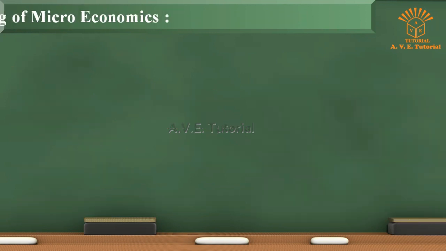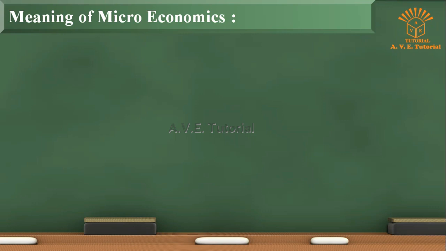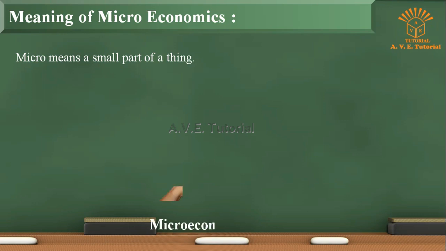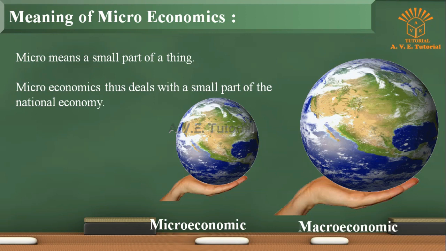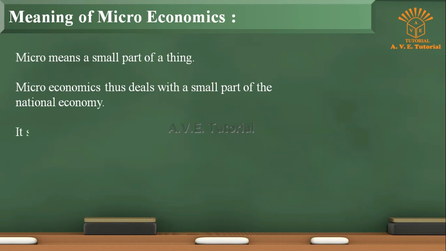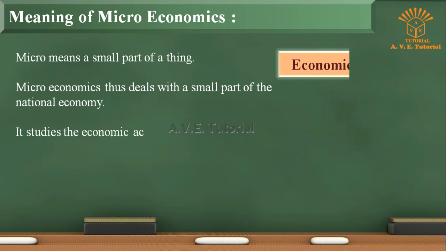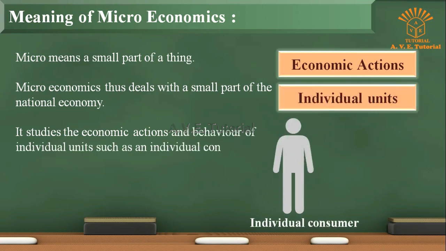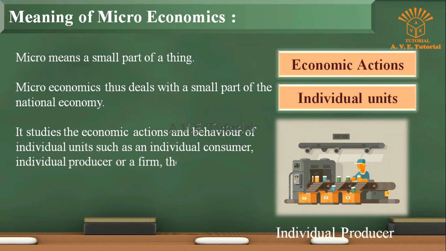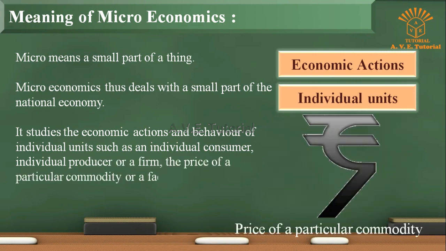Next topic is meaning of microeconomics. As we saw before, the meaning of economics. Let us see in detail about meaning of microeconomics. Micro means a small part of a thing. Microeconomics thus deals with a small part of the national economy. It studies the economic actions and behavior of individual units, such as an individual consumer, individual producer or a firm, the price of a particular commodity or a factor, etc.